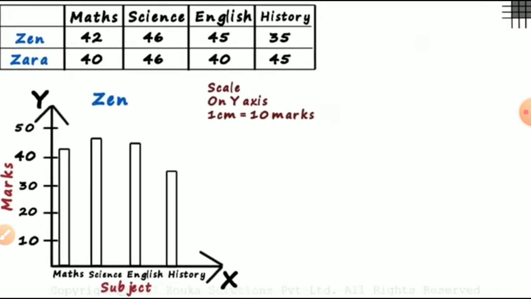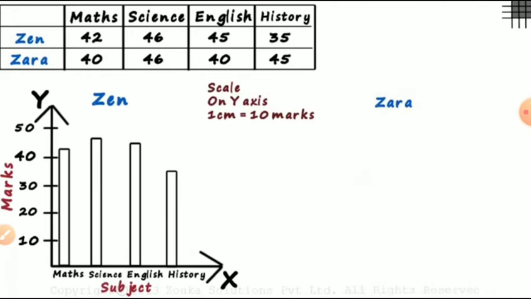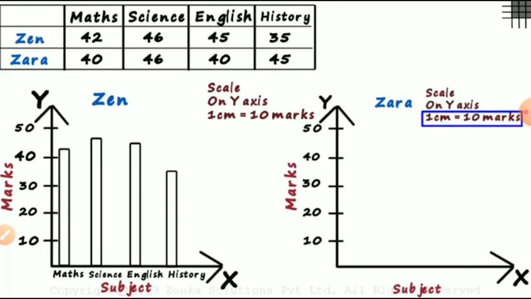Now let's draw the bar graph for Zara. We follow the same procedure. We draw the x and the y axis. We label the axis and choose the same scale. 1 centimeter is equal to 10 marks on the y-axis. On the x-axis, we have the same 4 subjects: maths, science, English, and history.